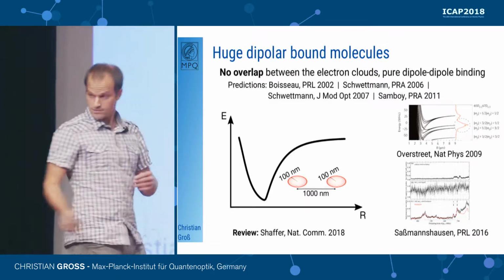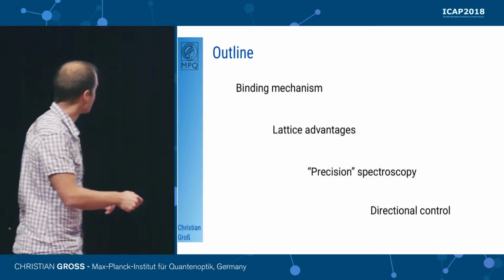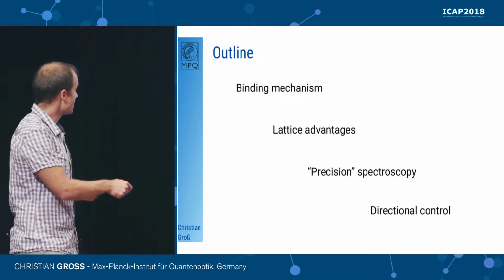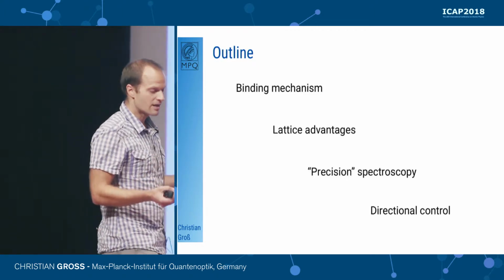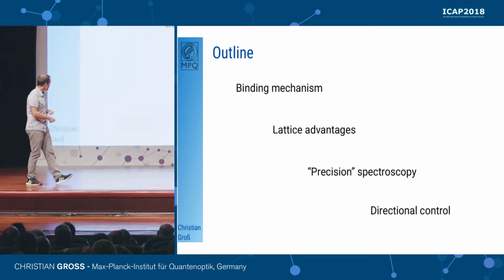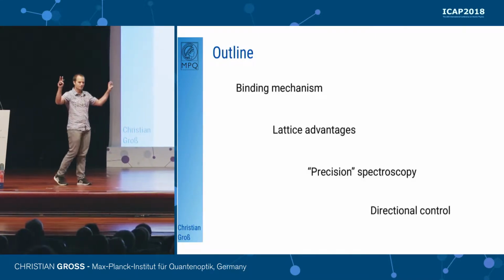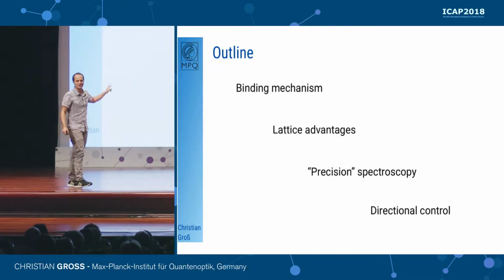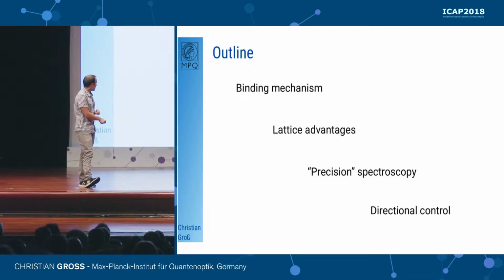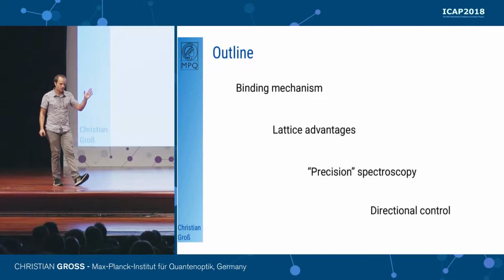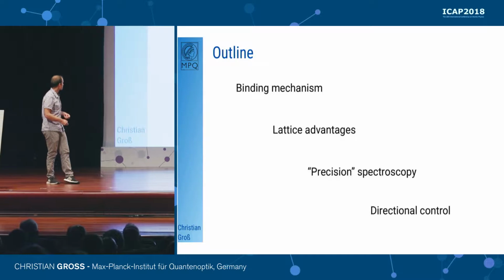Okay. So far for the introduction. Let me give you a quick outline of the rest of my talk. I'm going to explain a little bit the binding mechanism of those exotic molecules. Then I'm going to explain why it is good to use an ultra-cold quantum gas microscope to study molecules. I will talk about, in inverted commas, precision spectroscopy that we did on those molecules, and finally show you how we can exert directional control over the excitation and the direction in which we prepare those molecules.